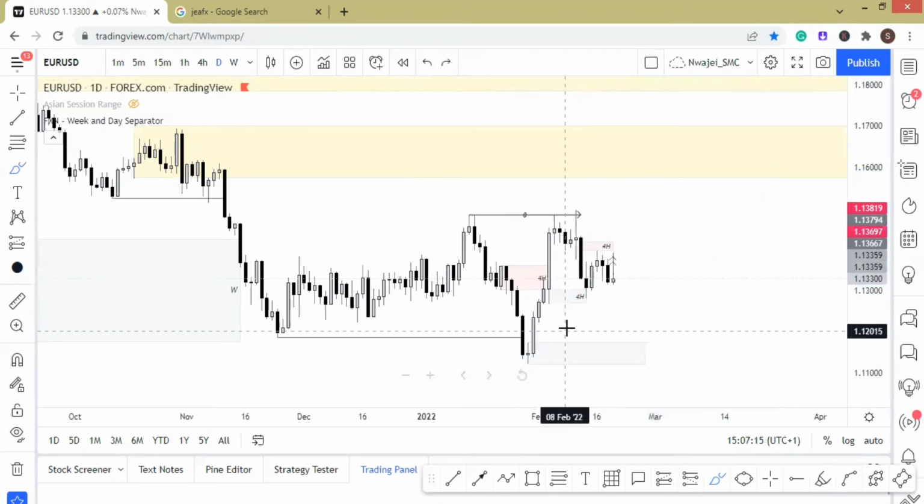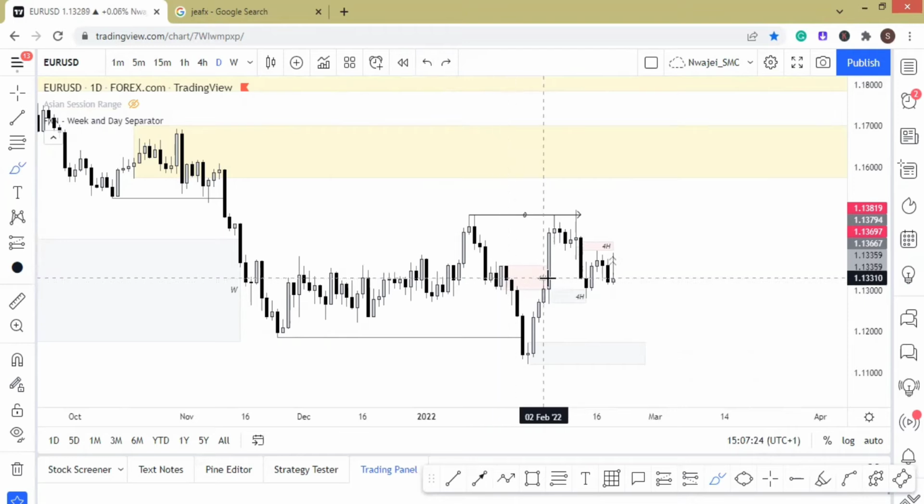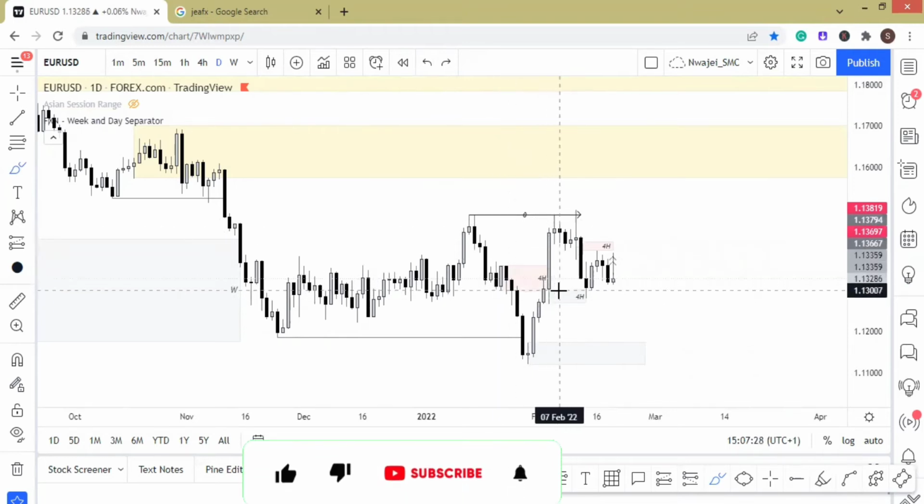So early this morning, I went ahead to map out my demand zone. This was a flip. This was the previous supply zone here, but it flipped and changed to a demand zone. So there was a flip, and this flip was holding around this place.